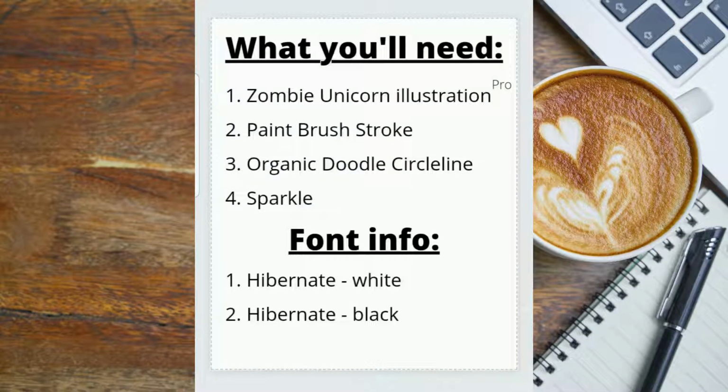Alright, so here's what you will need for today's design. There are 4 design elements, namely the zombie unicorn illustration, that's a pro feature, the paint brush stroke, the organic doodle circle line, and the sparkle, which we will replicate about 12 times. For the font, we're using a free font called Hibernate. One will be white and one will be black.